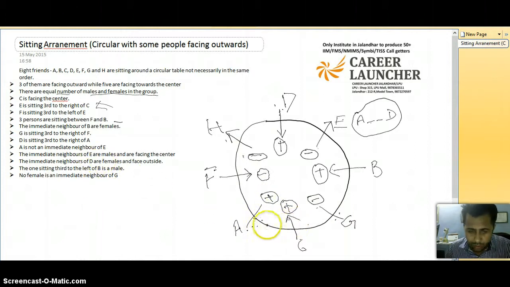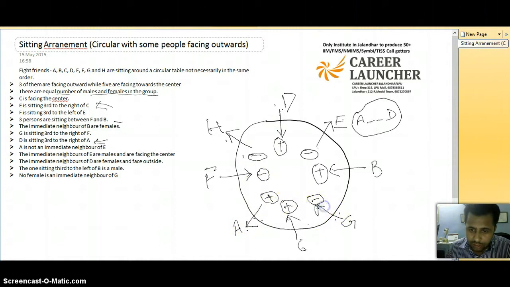So I don't know whether A is sitting. Okay. It says D is sitting third to the right of A. A is right. 1, 2, 3. So A is definitely looking outside, because D would be third to the right of A only if A looks outside. So we know the directions of each one of them.